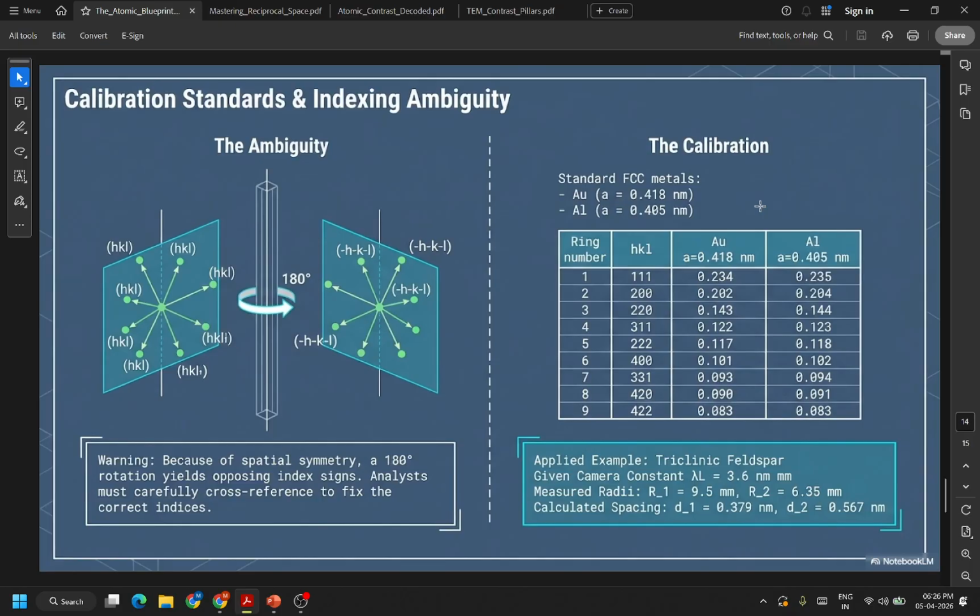And we see which ring number will correspond to which family of planes, which set of planes, and from that what will be the interatomic spacing, which is then used to calibrate your camera constants and all.